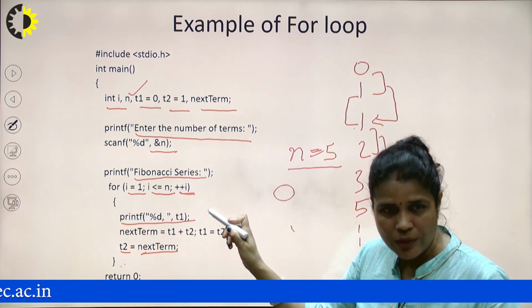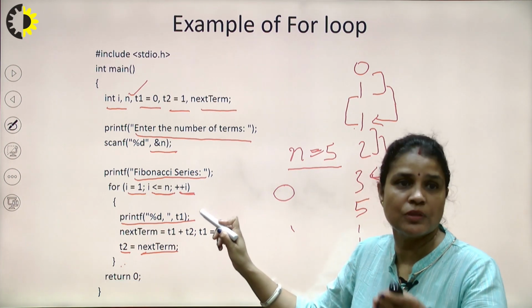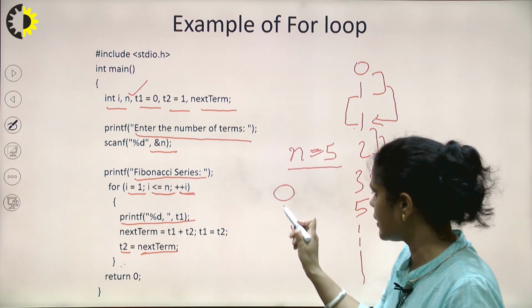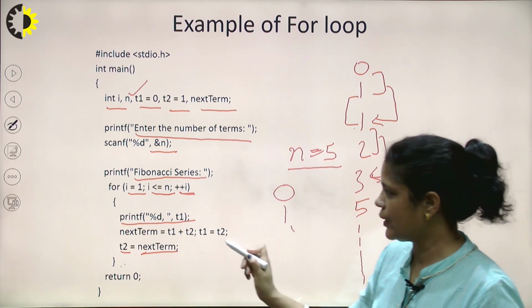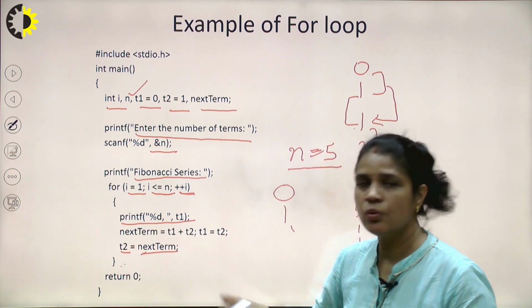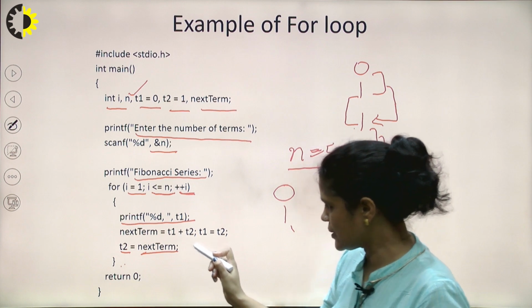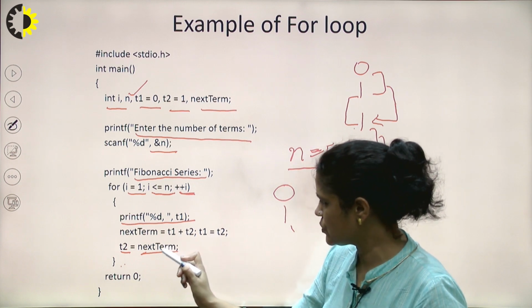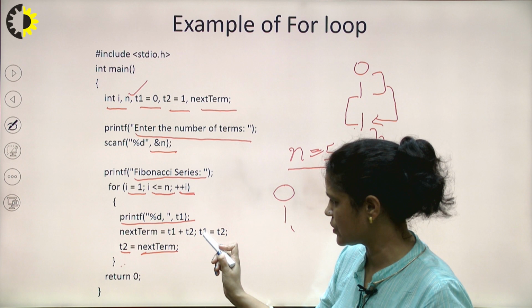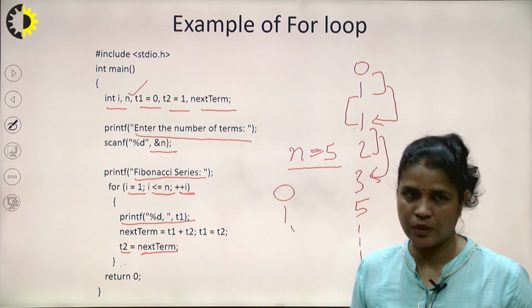What is now in T1? T2's value was assigned to T1 in the previous iteration, so that value will be printed. That is 1. And then again the next term, T1, T2, all are updated, right? So this time, T1 was carrying 1 and T2 was carrying 1. Both were carrying 1.